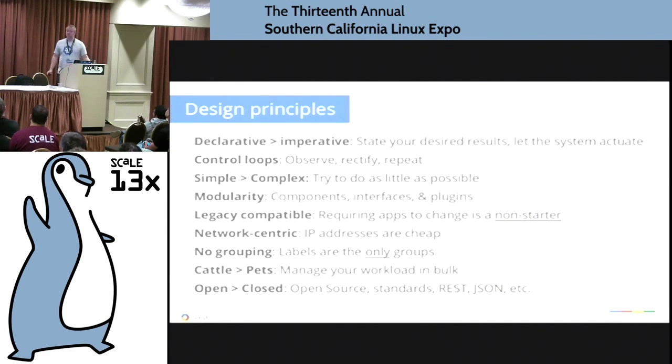Core design principles of Kubernetes. We like declarative, right? We don't want people sending us a message and hoping that we received it. So it's declarative, so we can rectify everything. We build everything in control loops. We're really focusing on simplicity over performance and over a massive feature set.